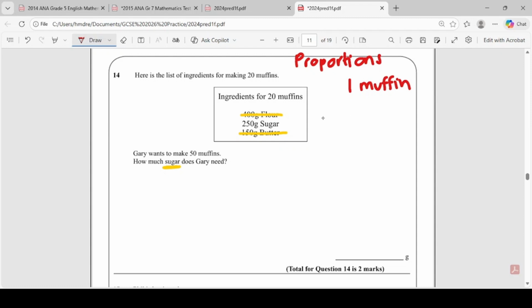Okay, all we're looking at is the sugar here. If I was going 20, if I want to get to 1, I have to divide it by 20. 20 divided by 20 is 1. I do the same thing to the sugar. 250 grams divided by 20 is going to give me how much I need for one muffin. So let's work that out first. 250 divided by 20.